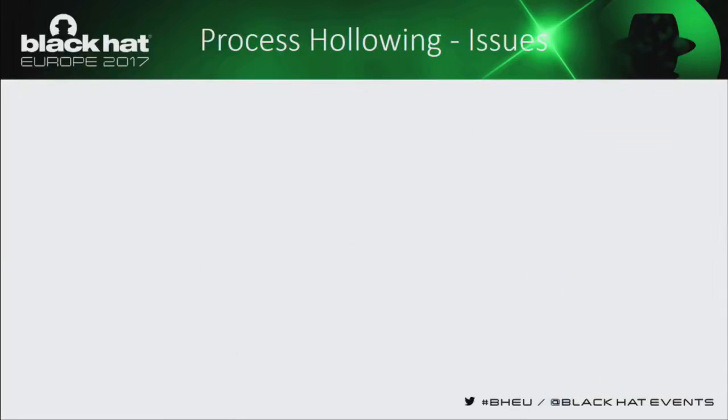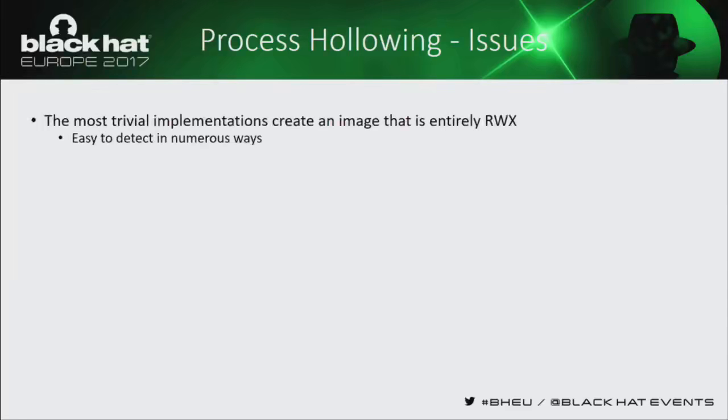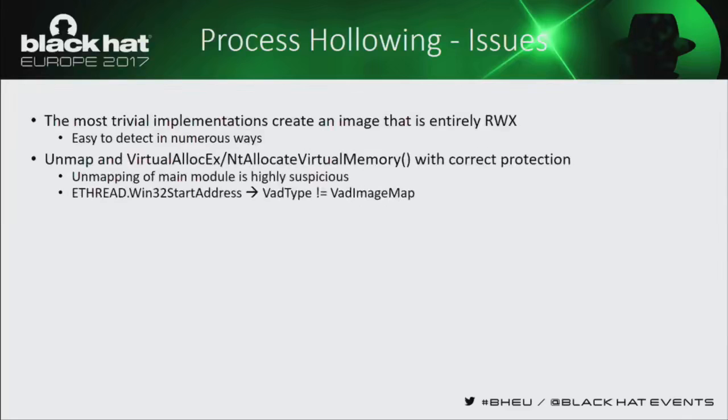Now, this technique was useful years ago when it was invented. It was able to bypass a lot of security solutions, but nowadays vendors are aware of it and are able to block it. That being said, let's talk about how. So the most trivial implementations of process hollowing will create an image that is entirely read-write-execute, because it'll allocate everything in one chunk and it won't correct the protection. And this is easy to detect in numerous ways, so we're not going to get into that. But if the malware authors are a bit more creative and they don't just copy the first example off of GitHub, but actually implement it themselves, then they'll unmap the executable and then reallocate with correct protection, for example.